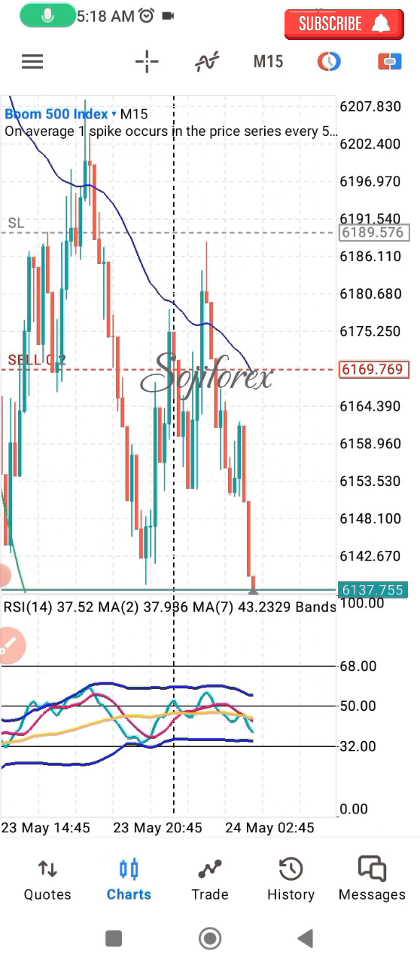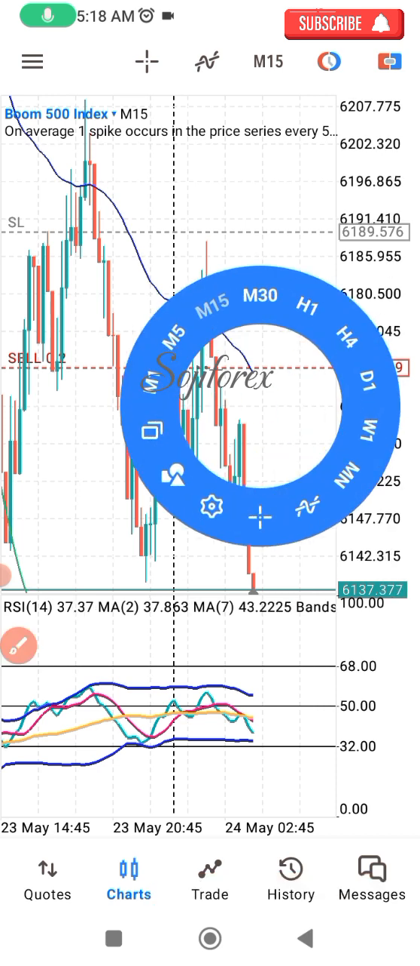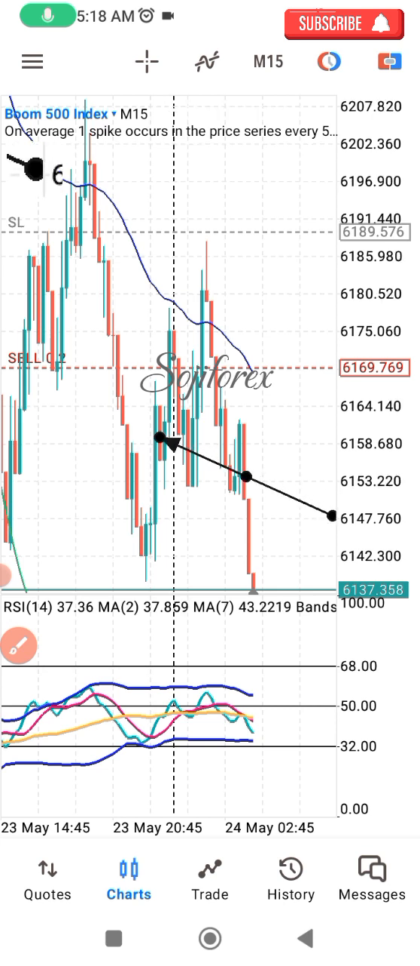Boom 500. Okay, here is Boom 500, and in Boom 500 we talked about a continuation trade, right? We said we want to see price come down, and whenever price pulls back to our 50 EMA, which is this line, we will be looking forward to a sell because it's a downtrend. But the behavior of price towards the EMA is very important.